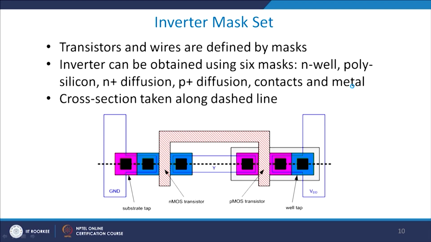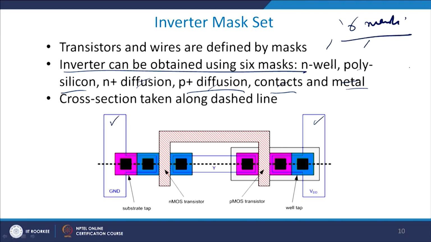Now, let me come to the inverter mask set. We have got transistors and wires defined by masks. So, these are basically the masks which are available with you, and an inverter can be obtained by using 6 masks: N well, polysilicon, N plus, P plus diffusion, contact and metal contact in the metal. So, it is 1, 2, 3, 4, 5 and 6. So, you require 6 masks in order to do it.